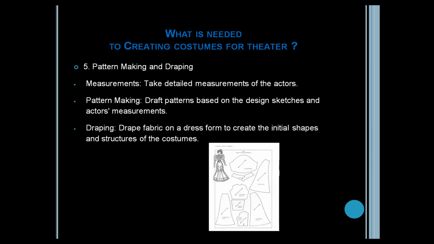Five. Pattern making and draping. First step, it's measurement. Take the detailed measurement of the actors. Then make the pattern based on the design and on the sketch. And then sometimes draping to create more volume, shape. You can shape if you have the skill to do it, or the knowledge, or you want something different that cannot be created with a flat pattern.